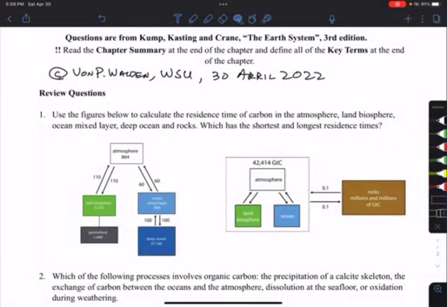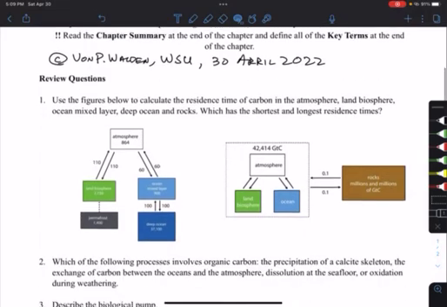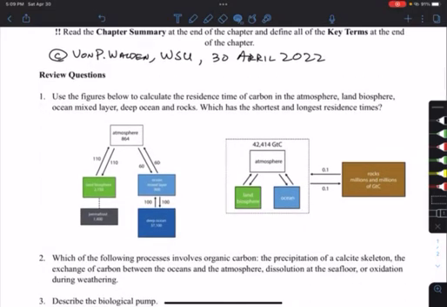Okay, this is the weekly reading questions number 9, and this is an important one. I mentioned in my study guide that I wanted you to be able to calculate residence times, so that's the nature of the first question. Use the figures below to calculate the residence time of carbon in the atmosphere, land biosphere, ocean mixed layer, deep ocean, and rocks.